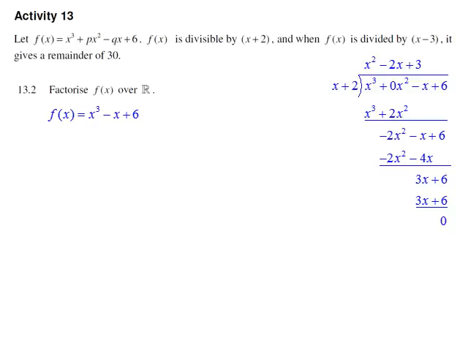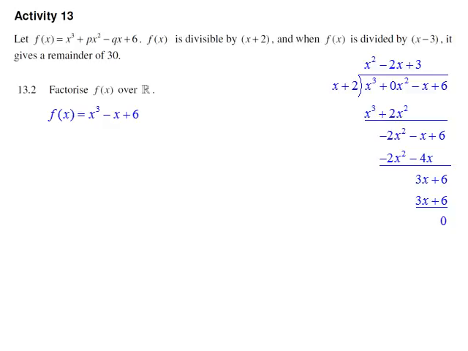So if I divide x plus 2 into x cubed plus 0x squared minus x plus 6, my quotient is x squared minus 2x plus 3, and it gives me a remainder of 0. Now, this remainder of 0 was to be expected because we already know that x plus 2 is a factor. So also the fact that our remainder is 0 confirms that my p and my q value is probably correct.